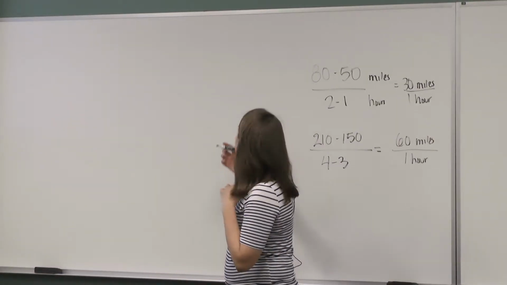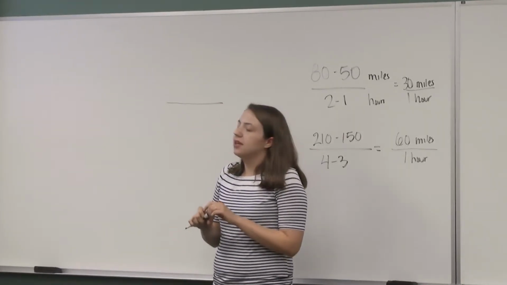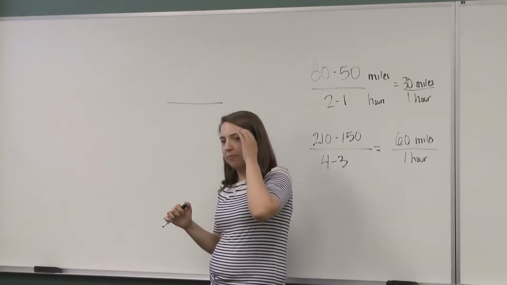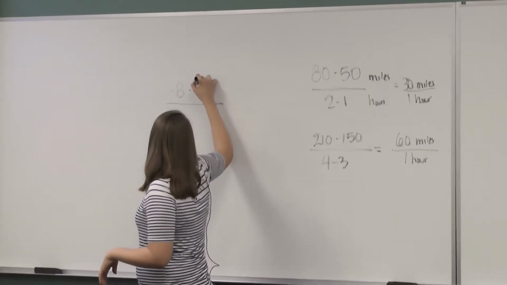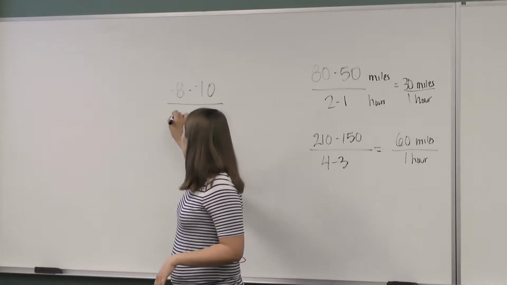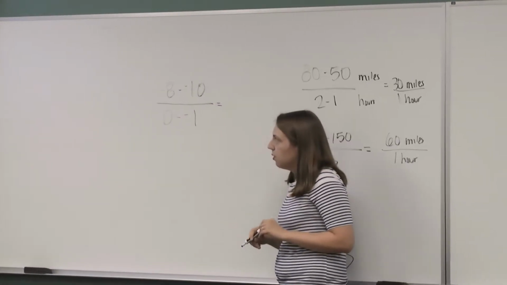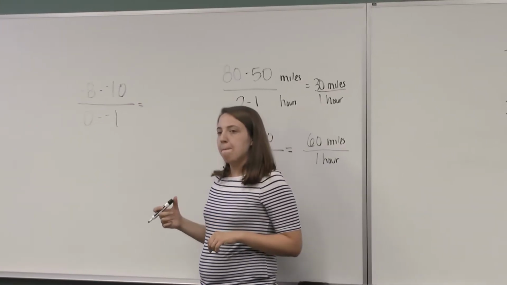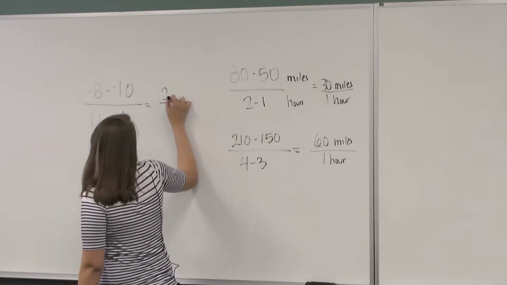Okay. So what would we need to do to find the slope of this? Okay. And then we would have 0 minus -1. So what would our slope be? Okay.